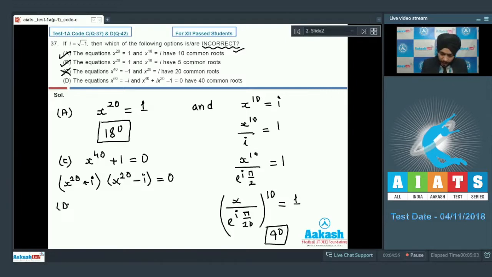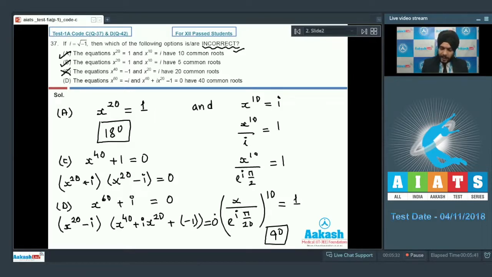Option number D. Again, when I talk about x^60 plus iota, applying a cube minus b cube, x^60 minus iota cube, it is written. So (x^20 minus iota) first bracket, (x^40 plus iota x^20 plus iota square, that is -1) equal to 0. Again we can see that x^40 plus iota x^20 -1 equal to 0 is given in option number D. That means this equation is a subset of first equation. Definitely they will have 40 common roots. Option number D is correct. That is why it will not be my answer. Final answer for this particular question is option number A and option number B.